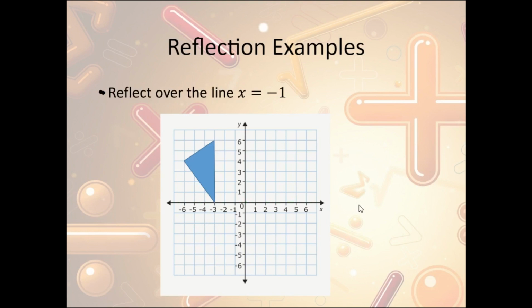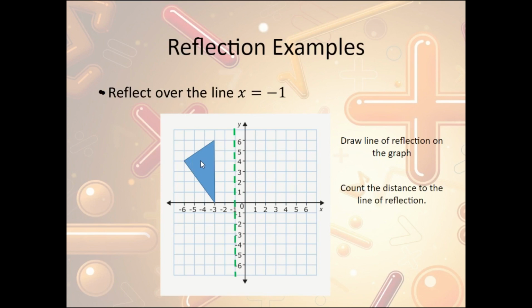So we go 1, 2, 3, 4, 5, 6 away on this side and draw in our triangle. Now what if we reflect over the line x equals -1? So again, draw in your line of reflection. So x equals -1. So when x is -1, it's right here. So it's a vertical line right there. Same thing, copy the distance. So 1, 2, 3, 4, 5 away here. So we go 5 on the other side, which is 1, 2, 3, 4, 5 right there.